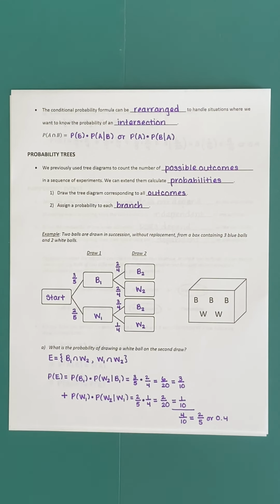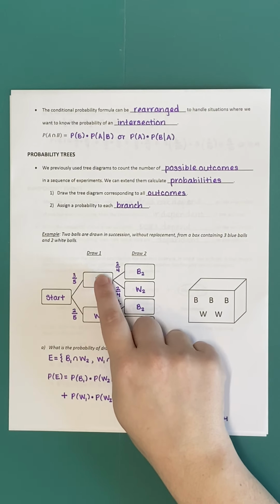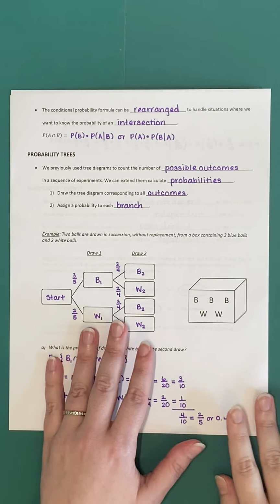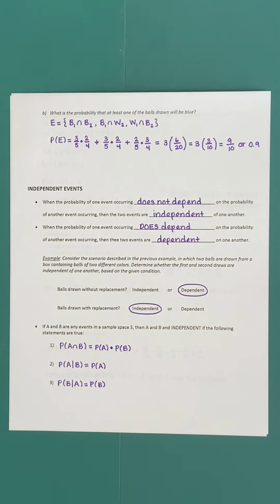So if we're drawing balls and not replacing them, then the two events are going to be dependent on one another. The probability of the second draw, whether you get blue or white the second time, changes based on whether or not you got blue or white the first time. Now, what if we drew balls but then we replaced them? In that case, the two events are independent.